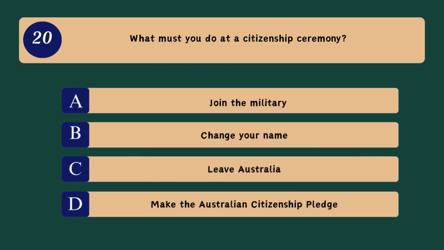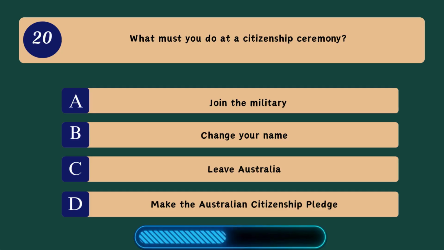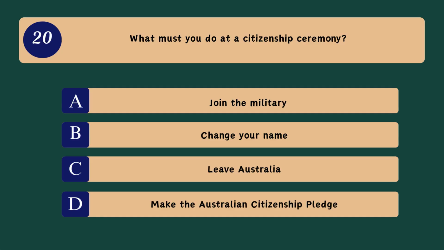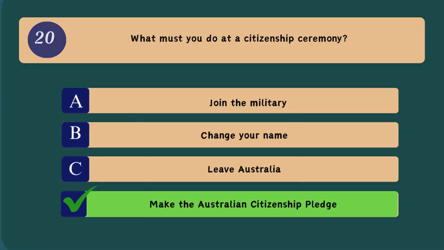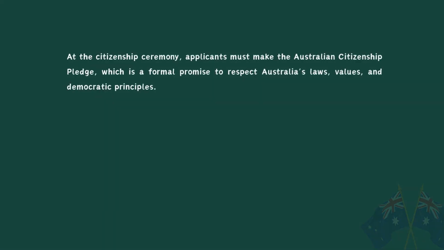Question 20. What must you do at a citizenship ceremony? A. Join the military. B. Change your name. C. Leave Australia. D. Make the Australian Citizenship Pledge. Correct answer. D. Make the Australian Citizenship Pledge. At the citizenship ceremony, applicants must make the Australian Citizenship Pledge, which is a formal promise to respect Australia's laws, values, and democratic principles.